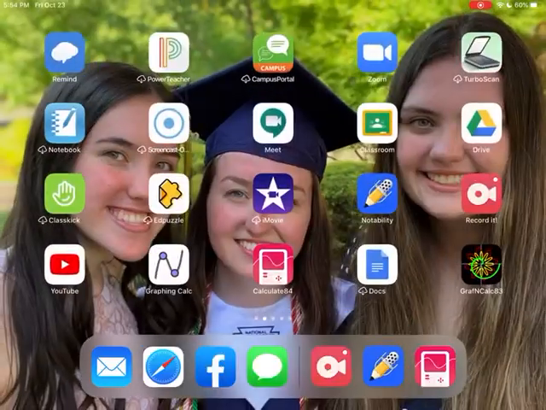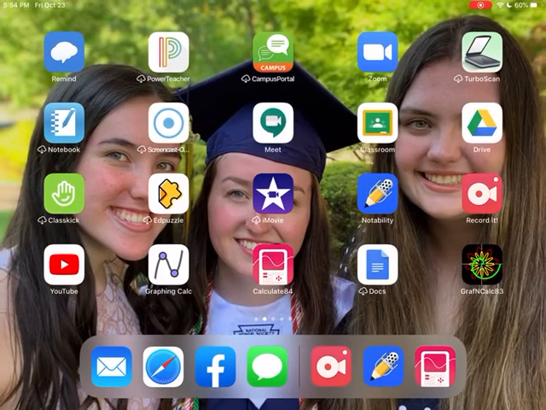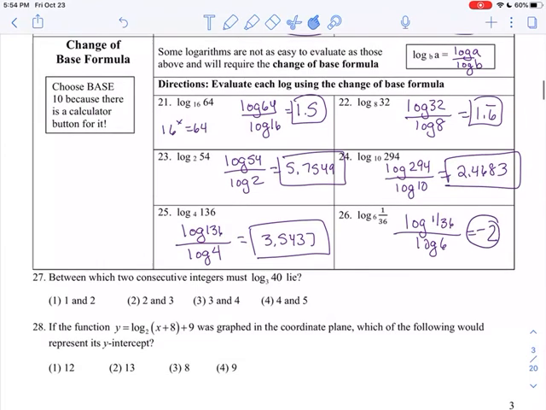Okay, and this one you might be able to do in your head, but just use change of base. Log of 1 over 36 divided by log of 6. So if you're having trouble figuring it out, some of the easier ones, you can still use this. So log of 1 divided by 36, divided by log of 6. And that gives me -2. Basically 6 to the -2 power is 1 over 36. All right, so that is -2.